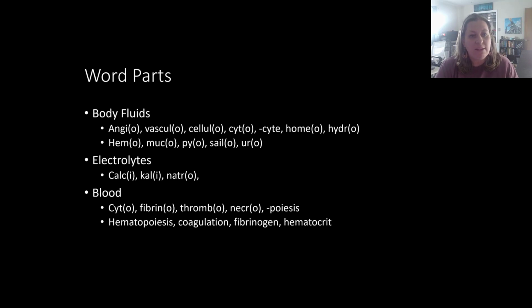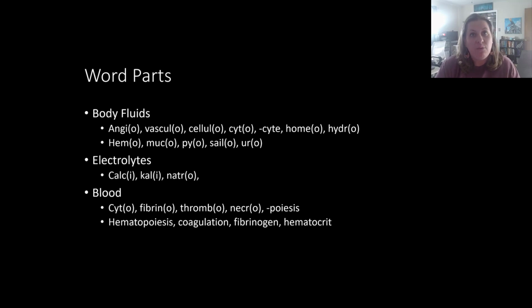We also see that you have hemo, muco, pyo, salivo, and uro. Those are all going to be types of bodily fluids as well. The hemo deals with blood being present. Muco is with mucus. Pyo is with pus. Salivo is with saliva, and uro is going to be with more of your urine.